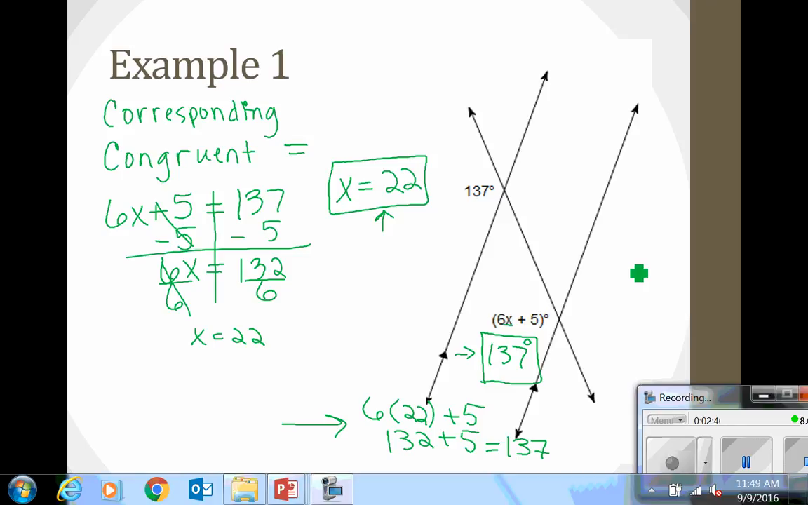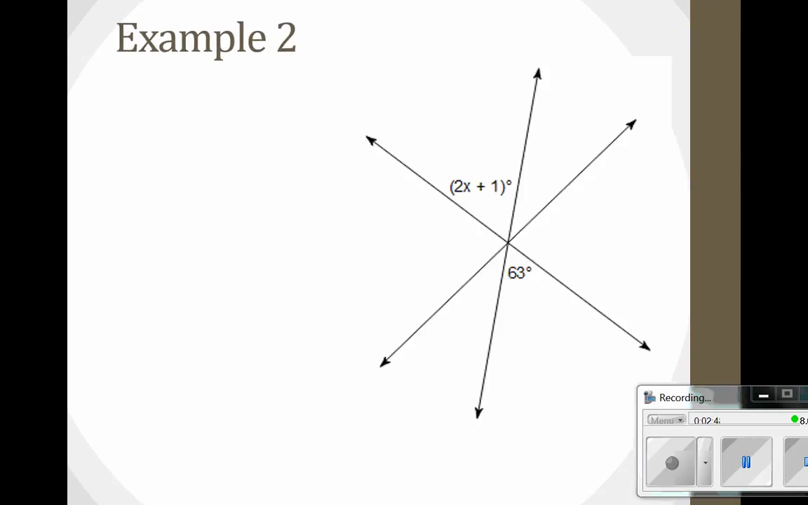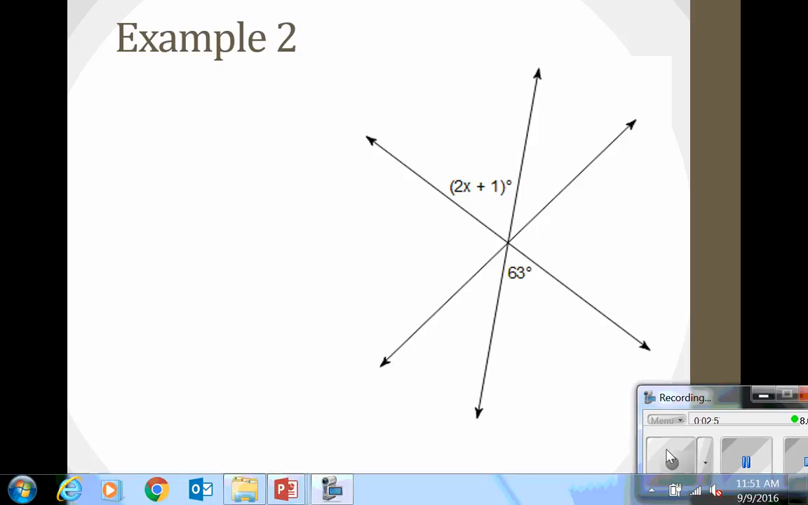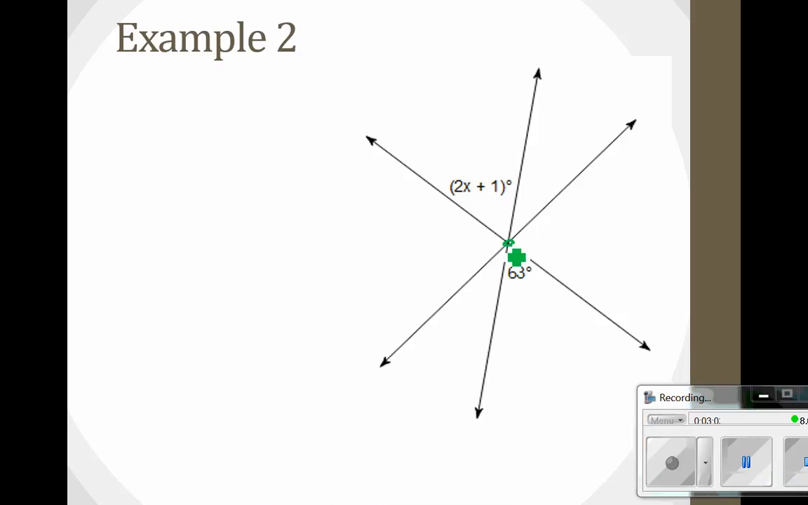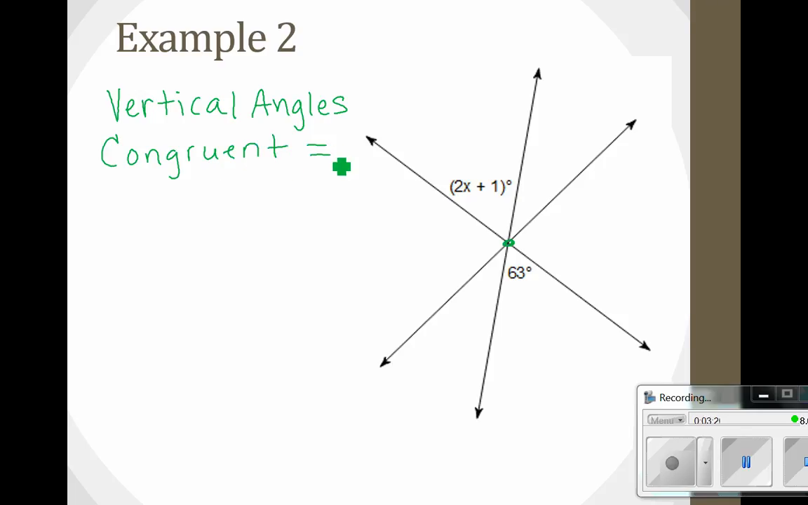Here is example 2. Please draw the figure and label it, and write down the relationship between the two angles that have the given information. The relationship between these two angles, if I put a point on the vertex, I see that they are vertical angles. So I'm going to write vertical angles, and I know by looking at the foldable that vertical angles are congruent, which means they equal each other. So 2x plus 1 is going to equal 63.